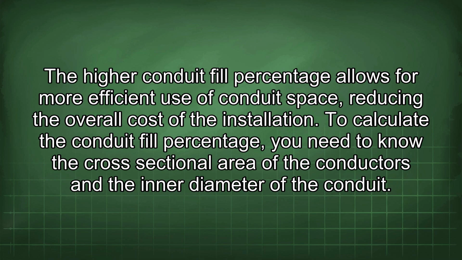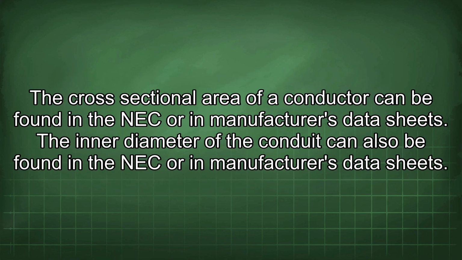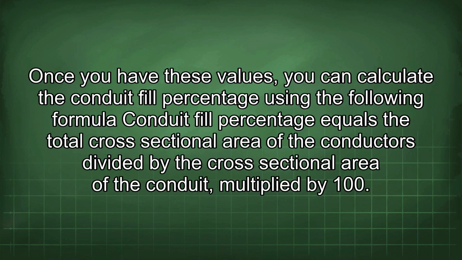To calculate the conduit fill percentage, you need to know the cross-sectional area of the conductors and the inner diameter of the conduit. The cross-sectional area of a conductor can be found in the NEC or in manufacturer's data sheets. The inner diameter of the conduit can also be found in the NEC or in manufacturer's data sheets. Once you have these values, you can calculate the conduit fill percentage using the following formula.